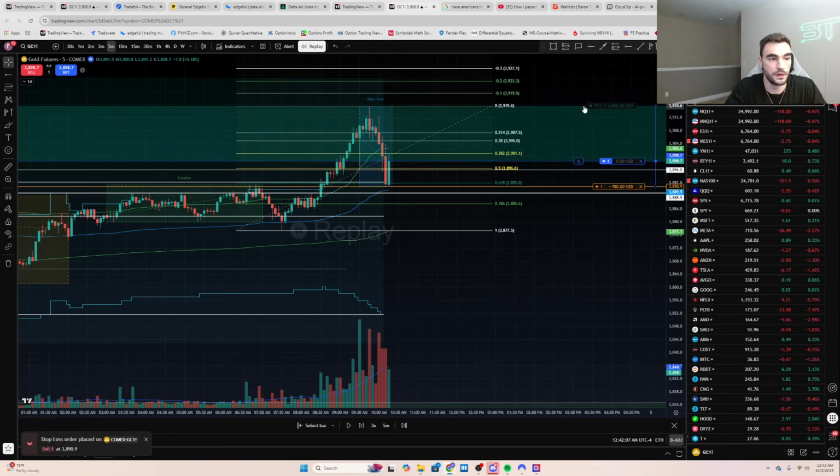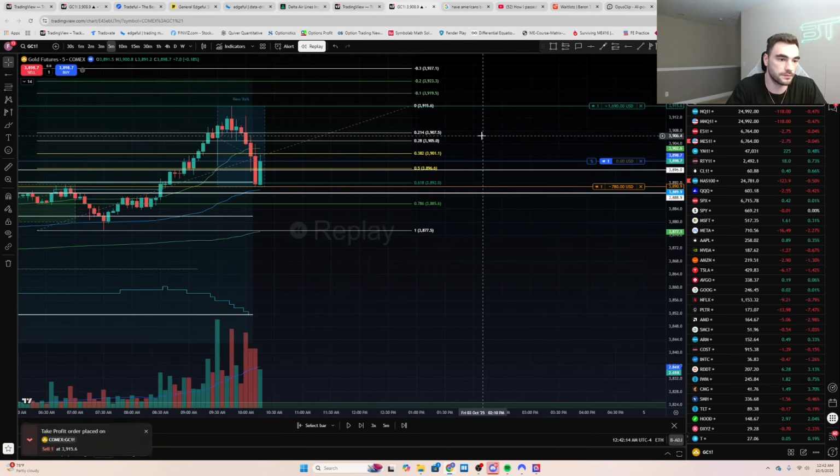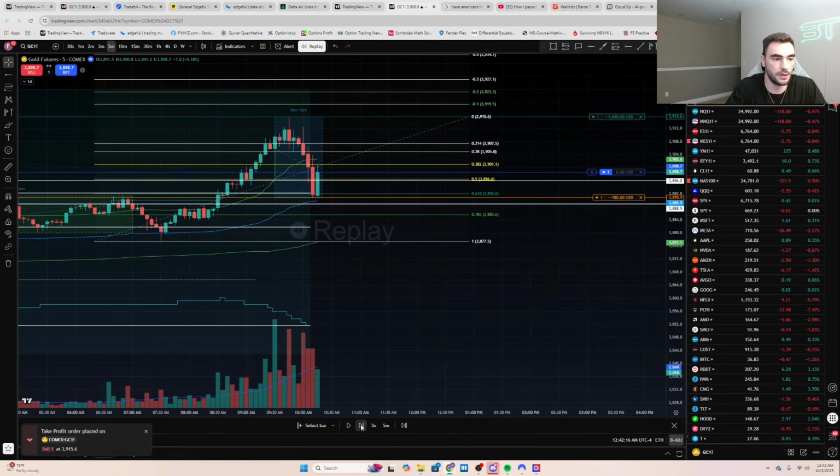That's quite a bit. But my RR is reasonable. It's 2.5, 2.3, something along those lines. I can take this trade where I'm just risking the IB low as this continues to play out. I could also get in on this retest.